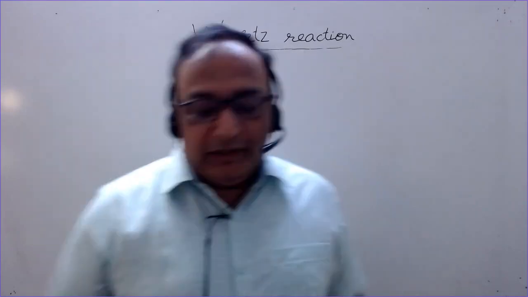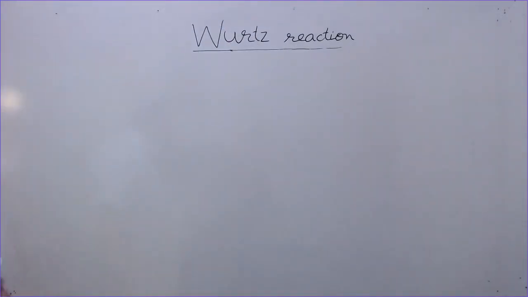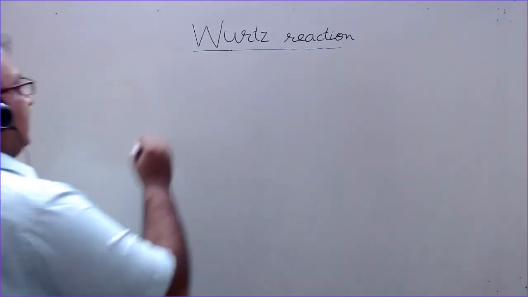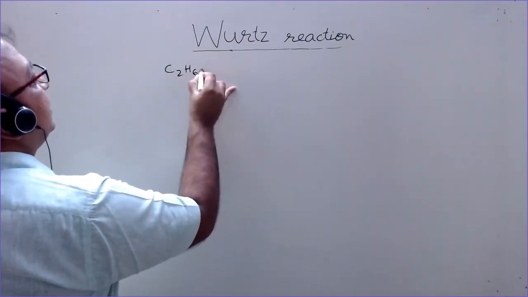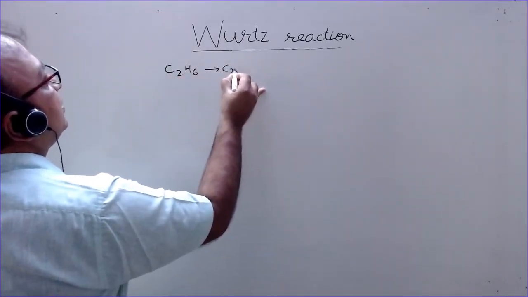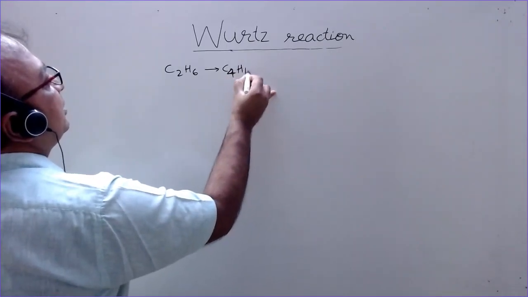If we want to increase the number of carbons in an alkane, or make a higher alkane, suppose we want to make butane from ethane. Ethane has 2 carbon atoms, whereas butane has 4 carbon atoms. So ethane can be converted into butane by using the Wurtz reaction.